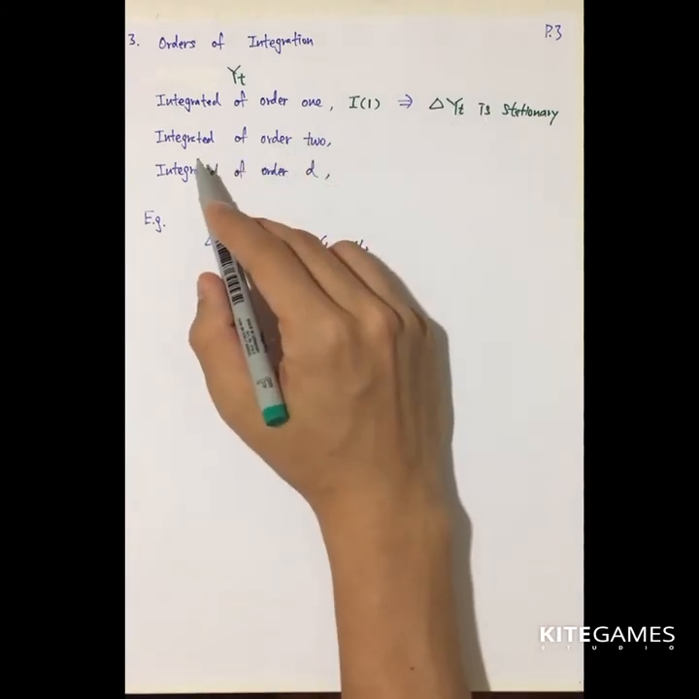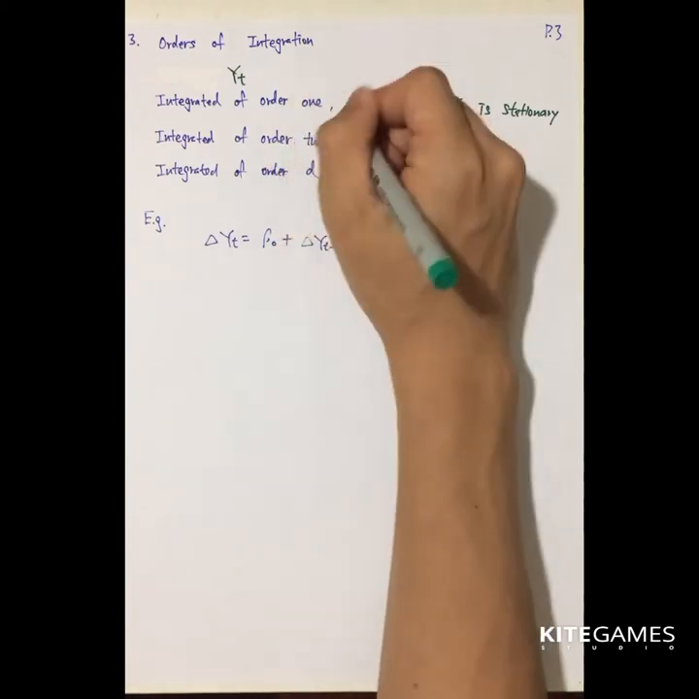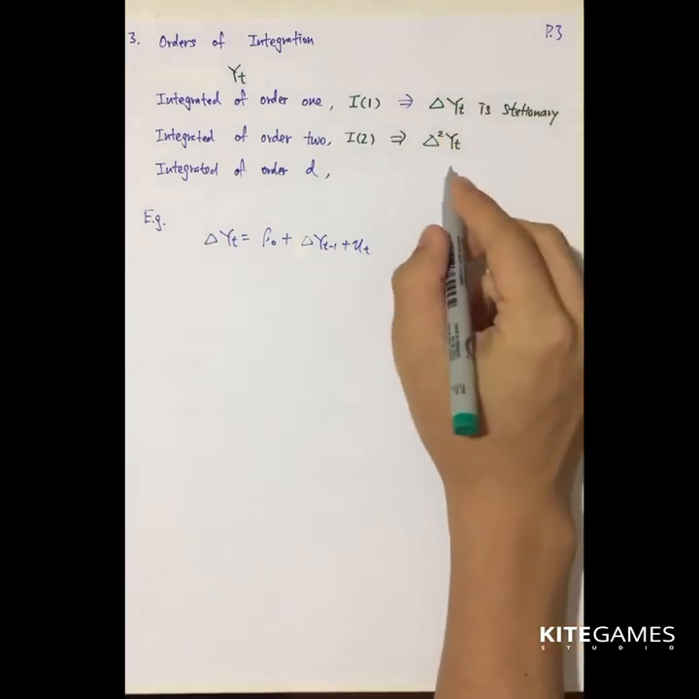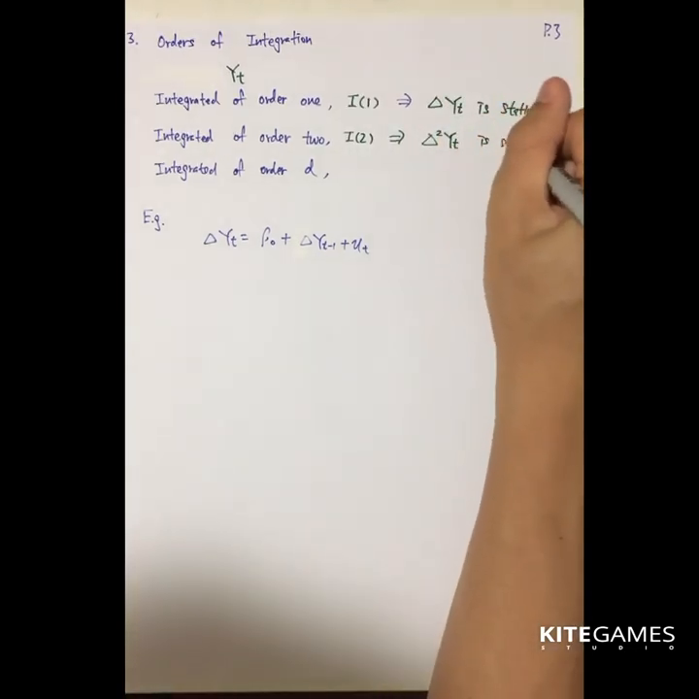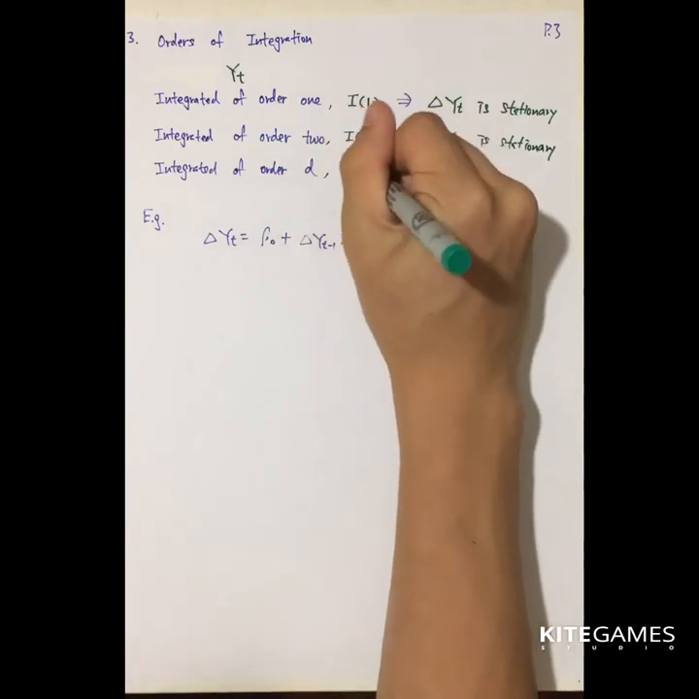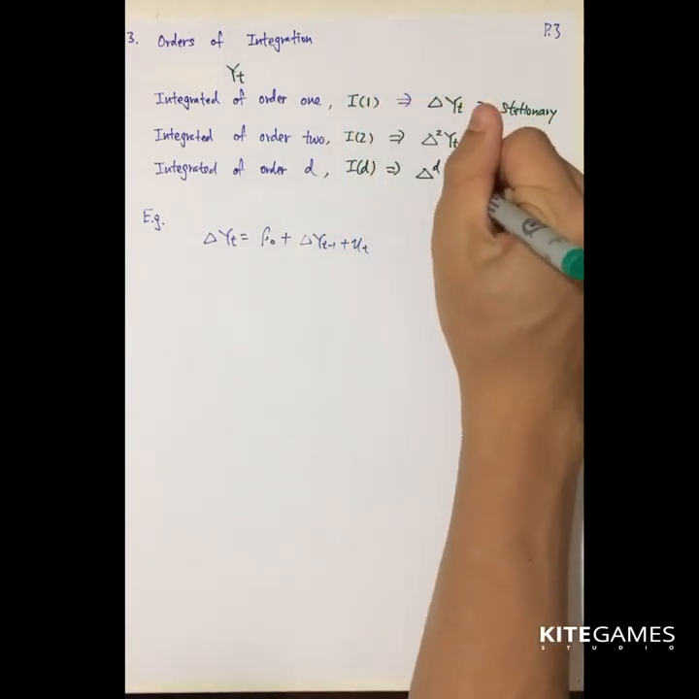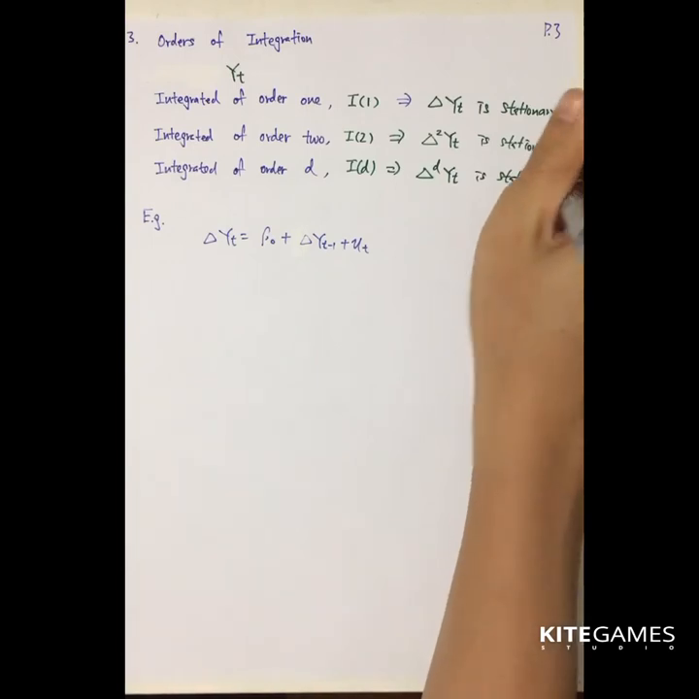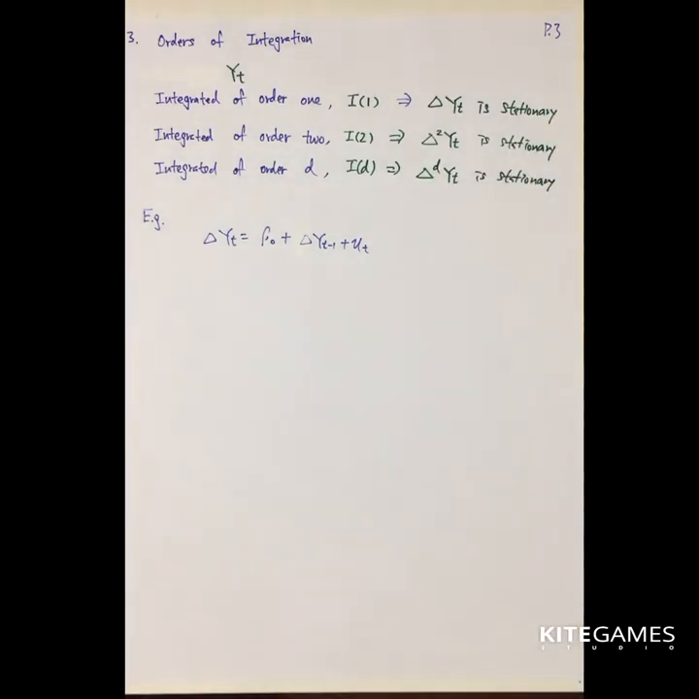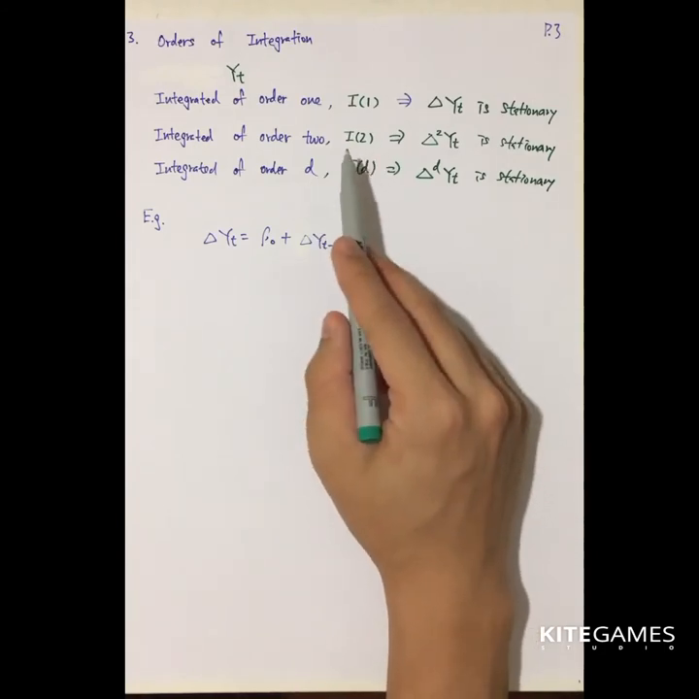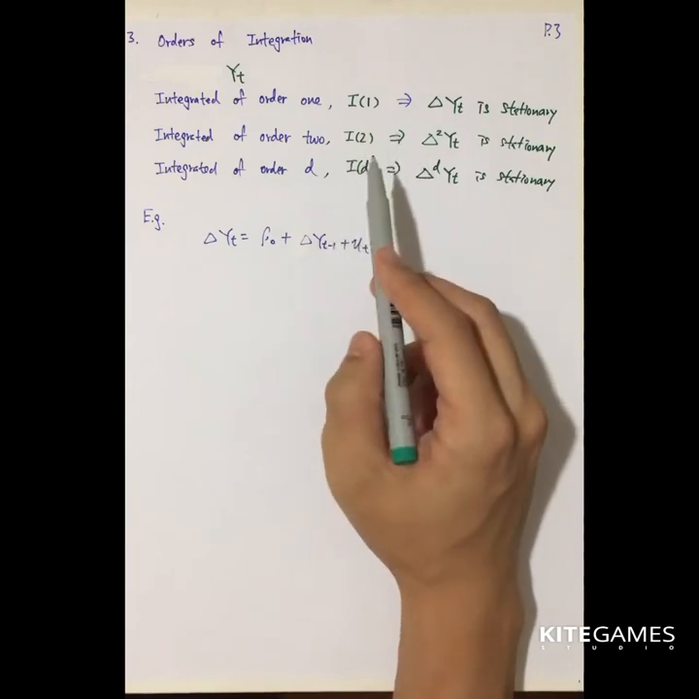And if yt is integrated of order 2, we can write it as I(2). So this means that the second difference of yt is stationary. And if it is integrated of order d, we can write it as I(d), so that means d times difference of yt is stationary. As you know, if it's not stationary, you cannot do hypothesis testing or confidence intervals easily. But this is how you can turn a non-stationary model into a stationary one, and you can do OLS easily in this case.